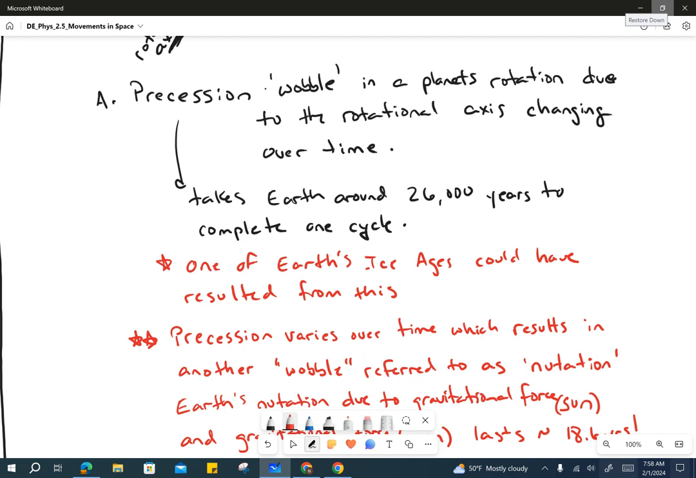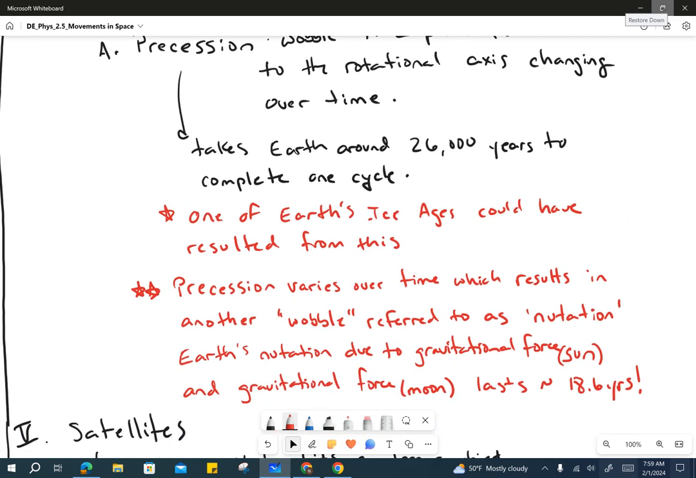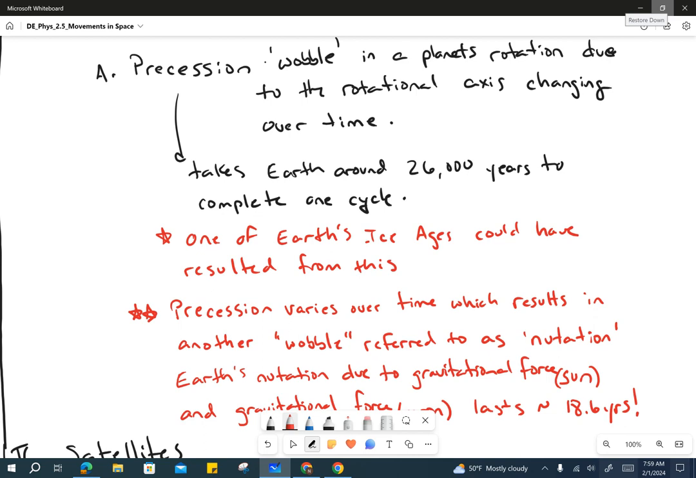One of Earth's ice ages could have resulted from this. Okay, and take a look at that. Precession seems to take about 26,000 years.